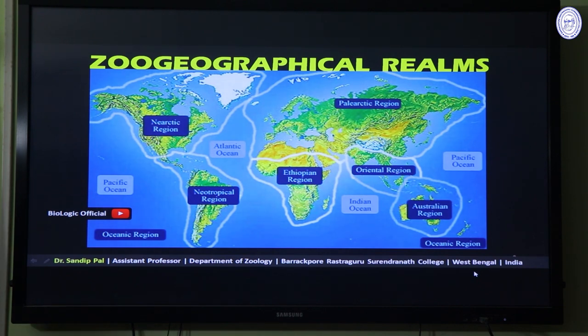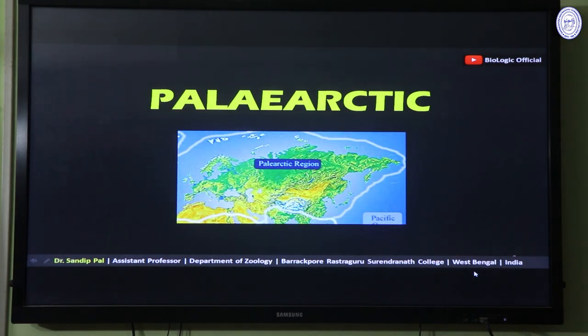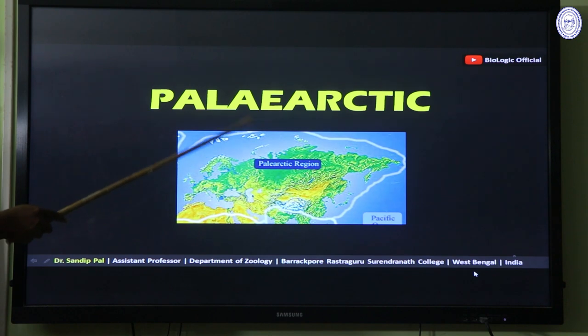So now, let's start with the Palearctic realm. You need to remember the regions, the subregions, and the characteristic fauna, especially mammals and birds of each Zoogeographical realm. First one, Palearctic. This is the Palearctic realm.